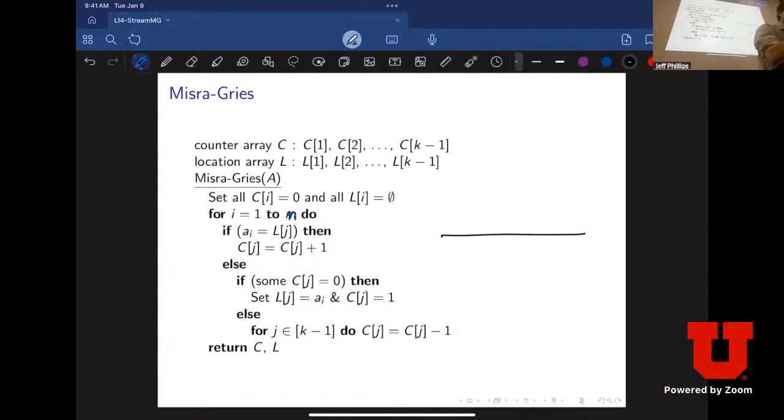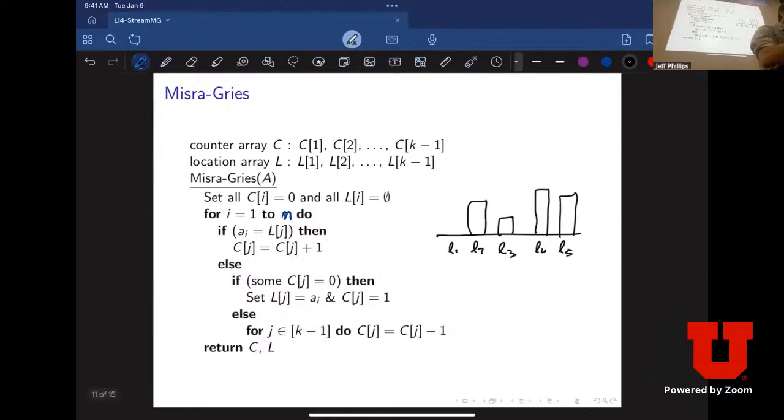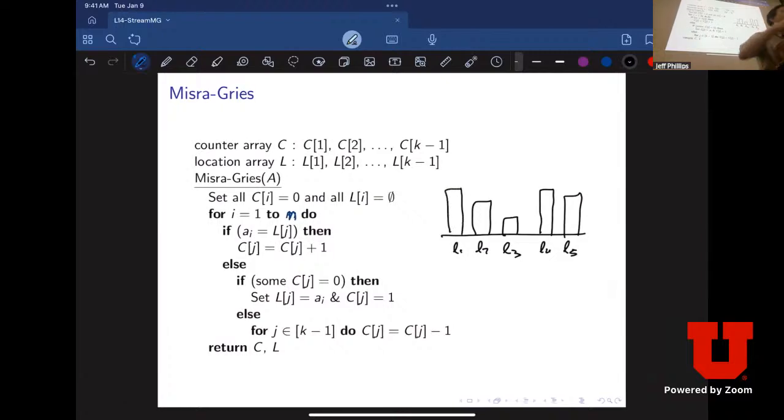Let's draw a pictorial example. Imagine I have label 1, label 2, label 3, label 4, label 5, and I'm going to have these different counters, which I'll think of as bars, right? And again, the height of each is going to be the number of things I've stored in the count. Yes.